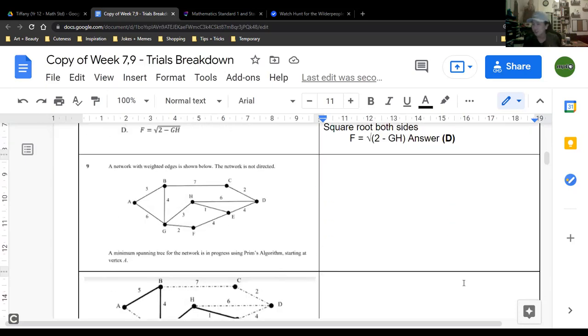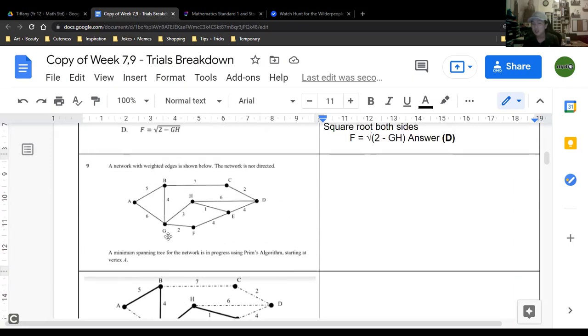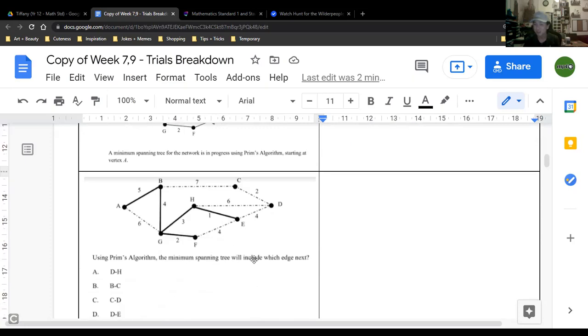All right, networks. Advanced people can tune out if you're somehow watching still. Networks have some weighted edges and some vertices, A, B, C, D, E, F, H, G. Yeah, that's how the alphabet works. The specific question is, someone is constructing a minimum spanning tree using Prim's algorithm. Prim's algorithm is the better one, in my opinion, out of Prim's and Kruskal's, which are the two algorithms you learn in standard maths.